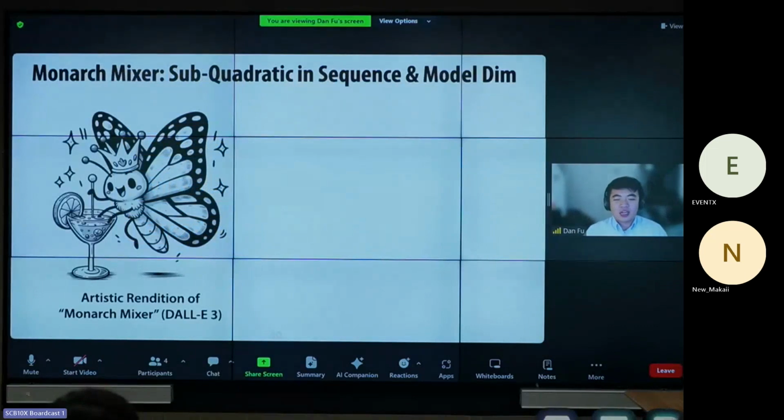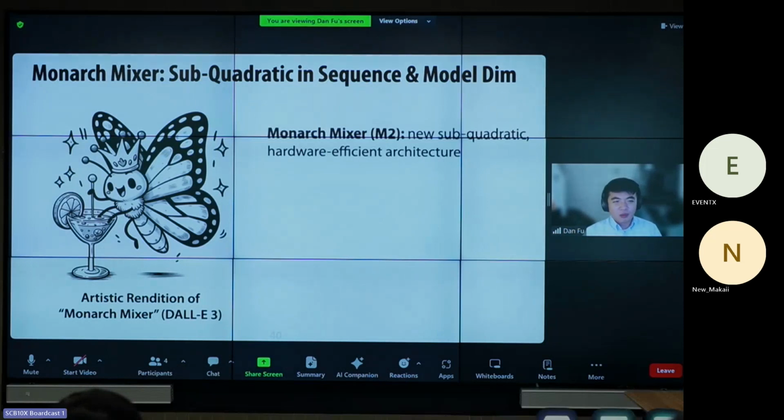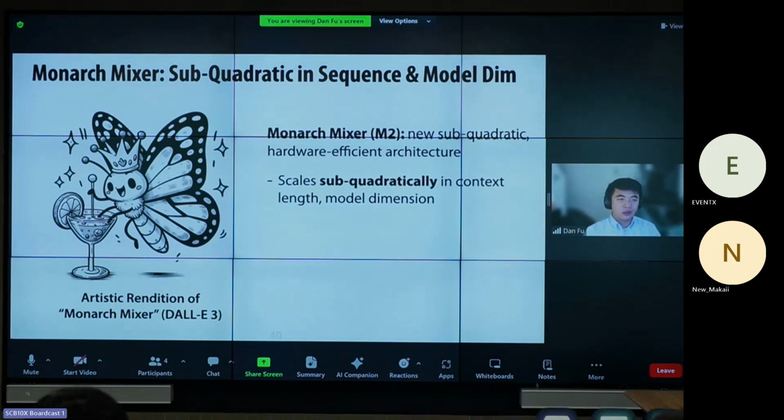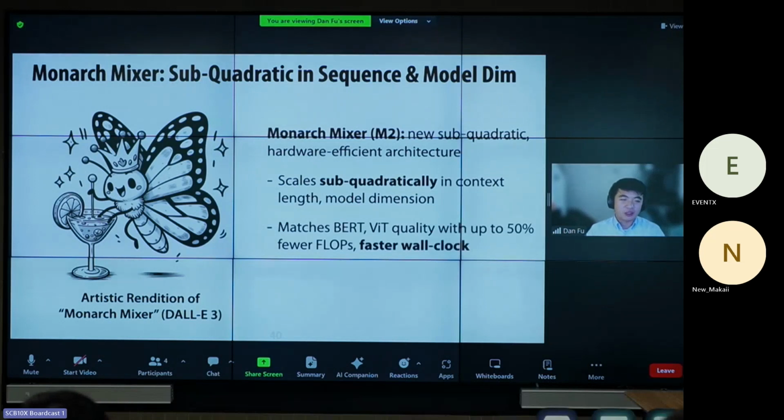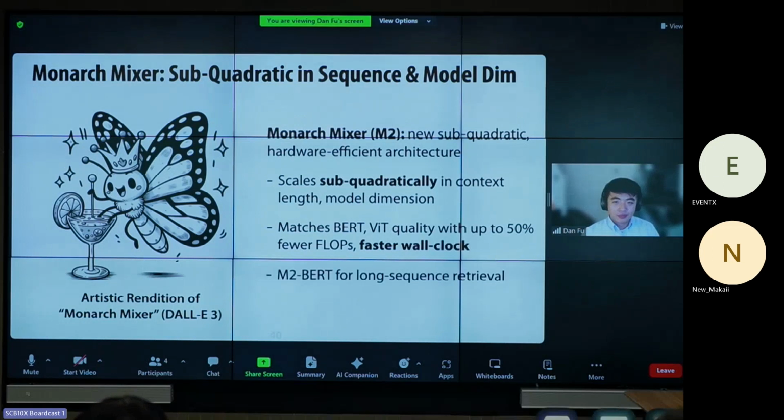And in the second half of this talk, I'm going to be telling you about how a particular primitive called Monarch matrices, a new family of architectures called Monarch Mixer, could actually allow us to achieve this. So Monarch Mixer is a new sub-quadratic hardware efficient architecture that scales sub-quadratically in context length and model dimension. These Monarch matrices are really expressive as well, which allows us to also match quality. In particular, we're able to show that we can match BERT, ViT, and GPT quality with up to 50% fewer parameters, fewer FLOPs, and faster wall times.